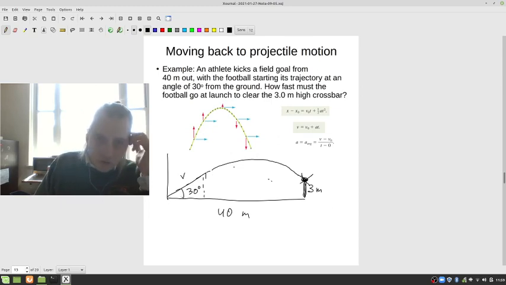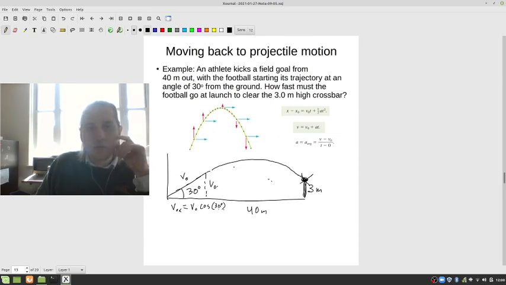Essentially, part of that initial velocity is going to be in the x direction, v naught x, which is going to be whatever v that is, times cosine of 30. This is 40 meters. Then our v naught y is going to be v naught times sine of 30. I don't know what the v naught is. In fact, that's what the question is asking me for.